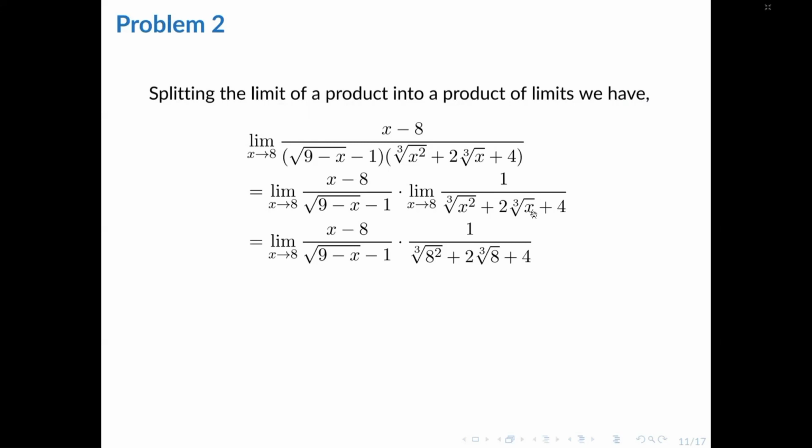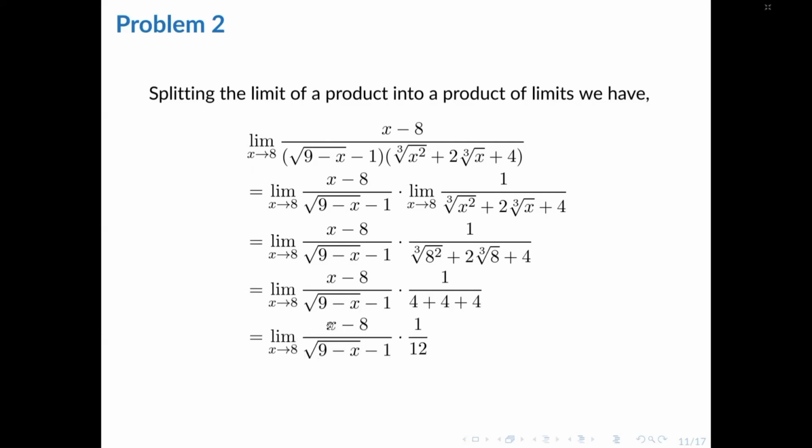For the second expression, by substituting 8, we get 1 over the cube root of 8 squared plus 2 times the cube root of 8 plus 4. And for the first function, we get 8 minus 8 all over 9 minus 8 minus 1, which is 0 over 0, again an indeterminate form. Simplifying this, we get the limit of x minus 8 all over the square root of 9 minus x minus 1 multiplied by 1 over 12. So 1 over 12 is the limit of the second function.